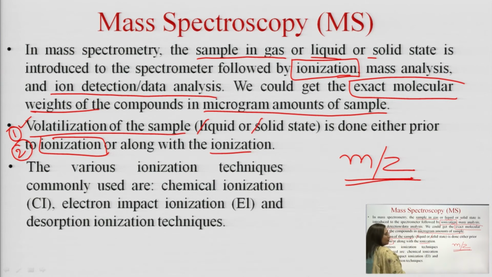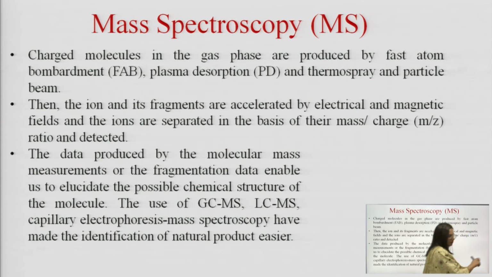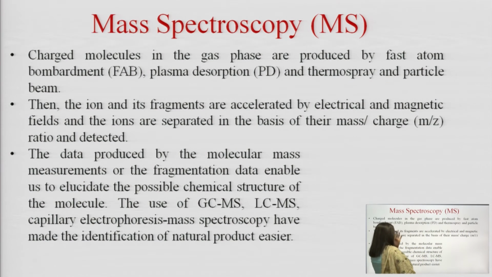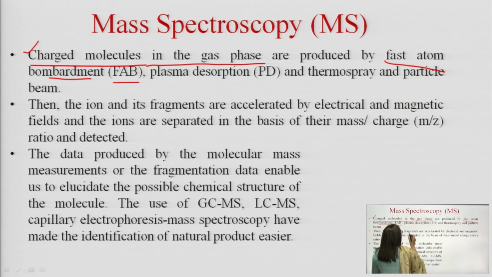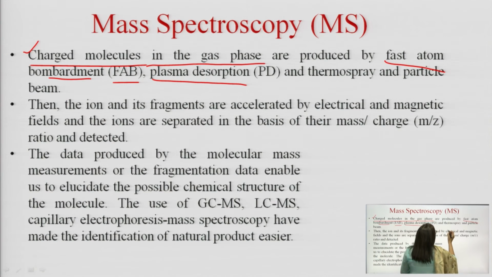So, there are various ionization techniques available. Commonly used ones are chemical ionization, then we have electron impact (EI) ionization, and desorption ionization. Once the ionization proceeds, we have charged molecules present in the gaseous phase, because we have already volatilized, that means in the gaseous phase. These charged molecules are produced by fast atom bombardment, also called FAB, plasma desorption, that is PD, and thermospray and particle beam.